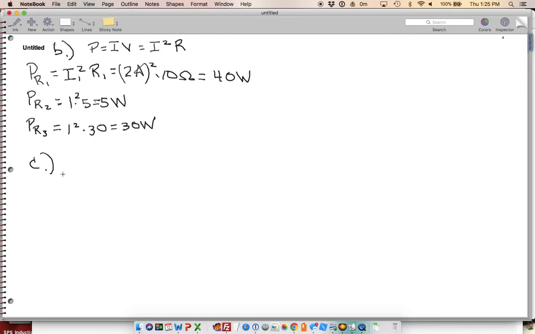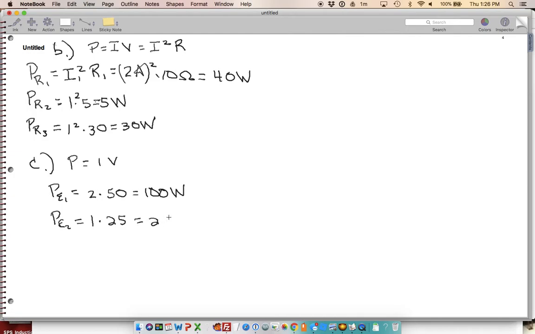Let's see, P equals IV. So P of E1 is equal to the current through battery 1, which is just I1. So it's going to be 2 times the voltage, which is 50, and so that's going to be 100 watts. And now the power going through E2 is I2, which is 1 amp, times 25 volts, which is equal to 25 watts.